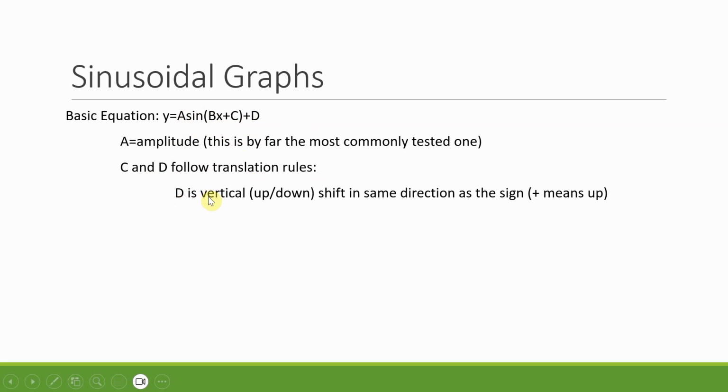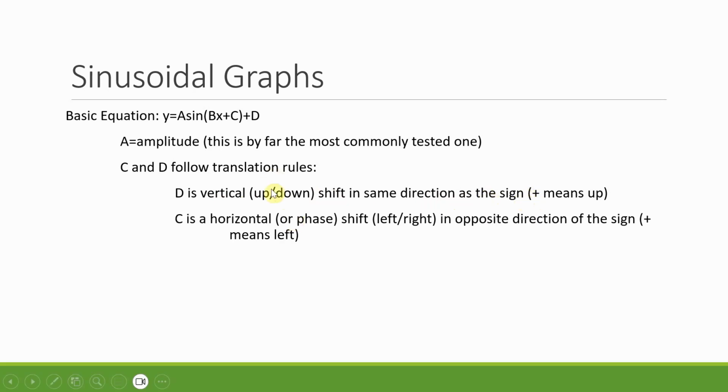So D, start there, that's the vertical up-down shift in the same direction of the sign, just like any of the other translations. Adding something outside of the parentheses of X with its function just takes the whole graph and moves it up or down in the same direction as the sign. Whereas C, that's the horizontal, left-right shift, in the opposite direction.